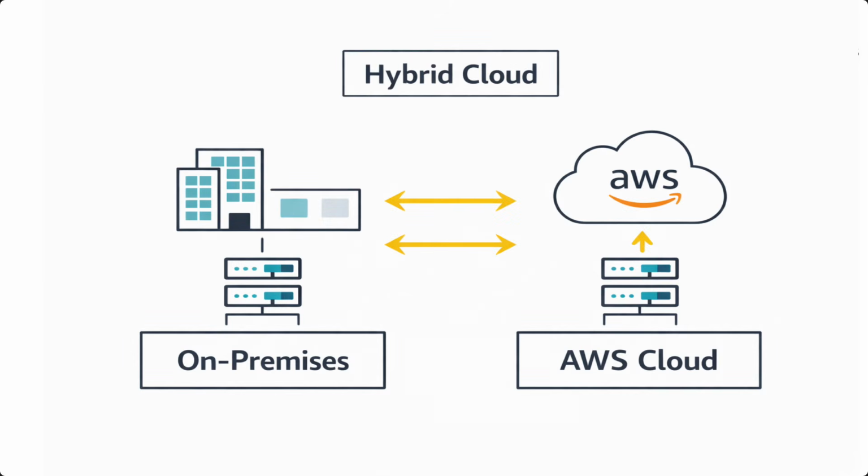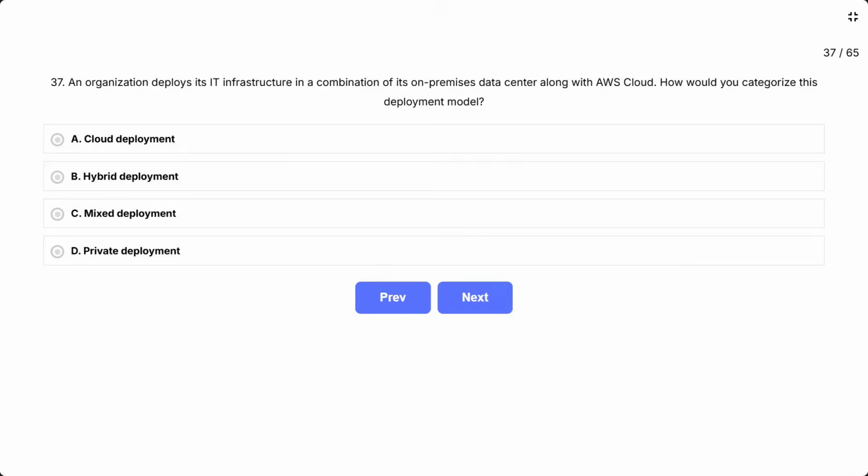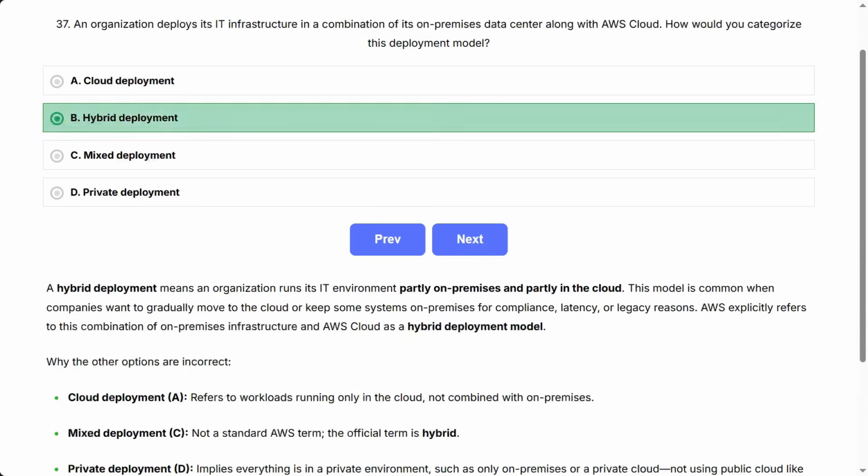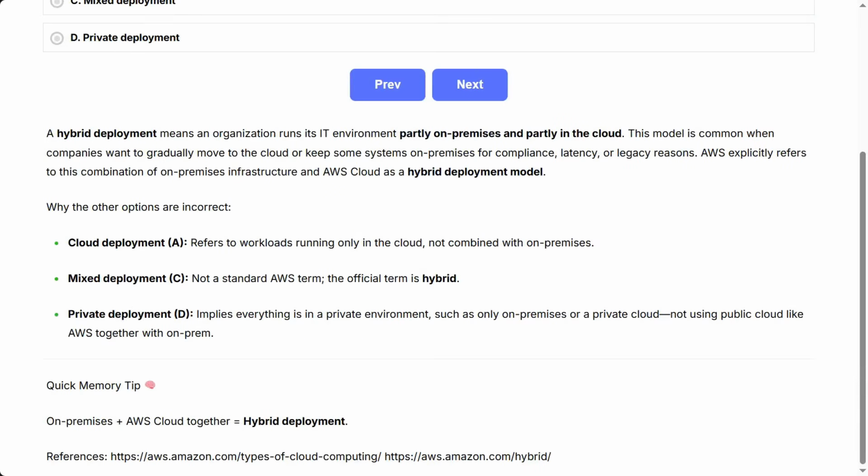This question is asking what we call a setup where a company uses both its own data center and AWS Cloud together. In simple terms, on-premises plus cloud at the same time equals a specific deployment model name. The correct answer is B. Hybrid deployment. A hybrid deployment means an organization runs its IT environment partly on-premises and partly in the cloud.